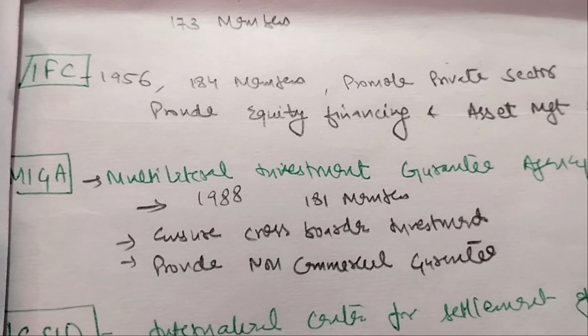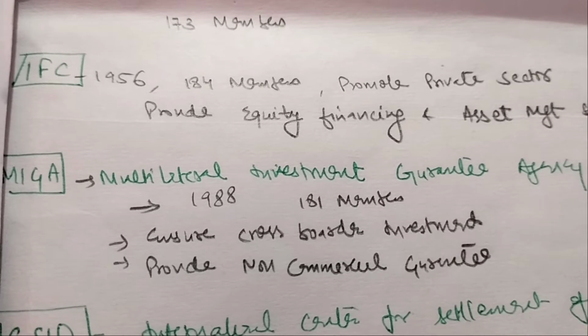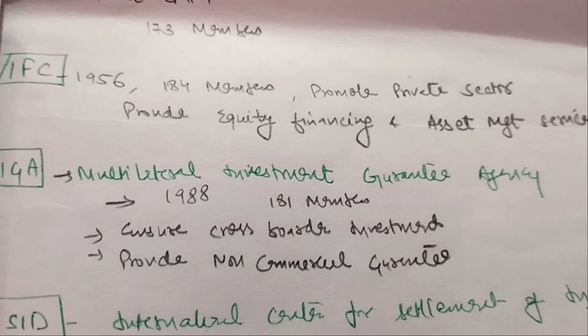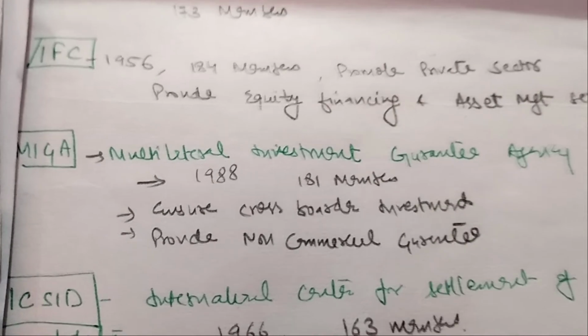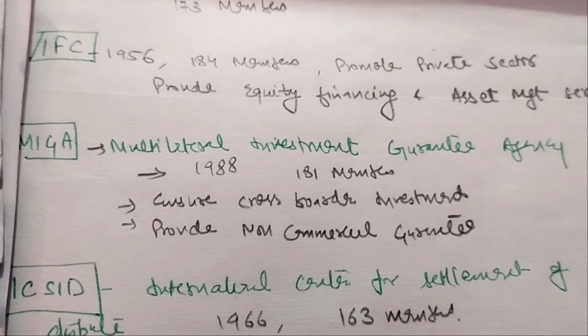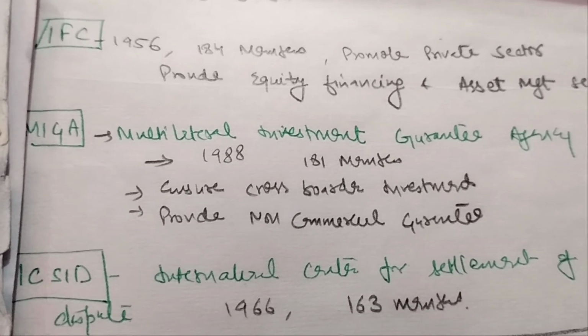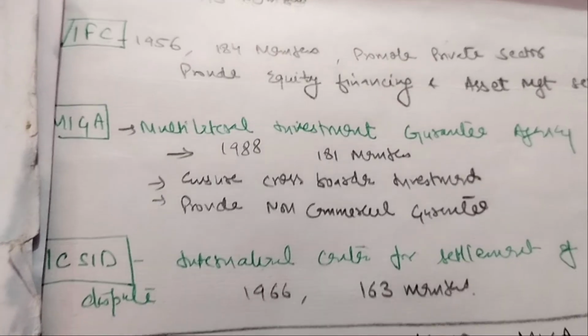184 members, and its main objective is to promote the private sector and to provide equity financing and asset management services. And another one is MIGA, the Multilateral Investment Guarantee Agency. It came into existence in 1988 with 181 members. It ensures cross-border investment and also provides non-commercial guarantees.